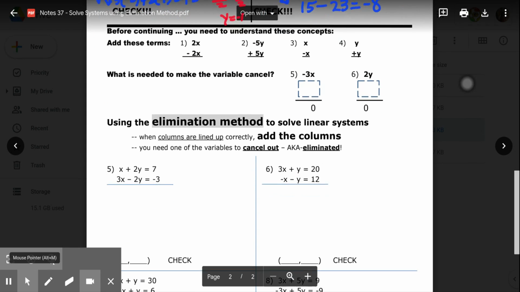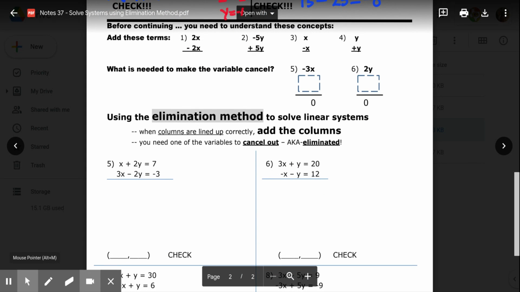All right, before continuing, you need to understand these concepts. That 2x minus 2x cancels out to be 0. Negative 5y plus 5y cancels out to be 0. X minus x cancels out to be 0. However, 1y plus 1y is 2y. It doesn't cancel out. So right here it says, what is needed to make the variable cancel? Well, if I have a negative 3x, I need this to be a 3x. If I have a 2y, I need that to be a negative 2y.